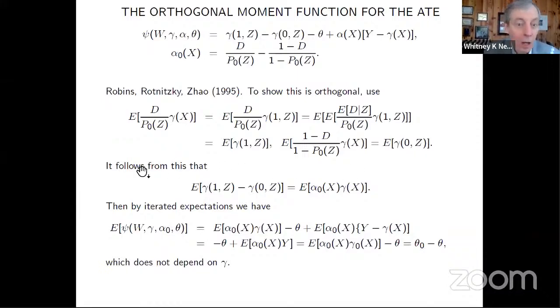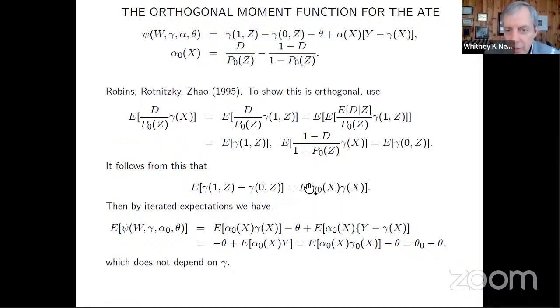It follows from this that if you take the expected difference here, we work backwards, right? And take the expected gamma one z, that's here. Well, that's this times gamma. Expectation of this times gamma. Expected value of gamma zero z, well, that's this times gamma. And then that's just the two parts of this alpha. So the expectation of gamma one of z minus gamma zero of z is the expectation of alpha zero of x times gamma of x.